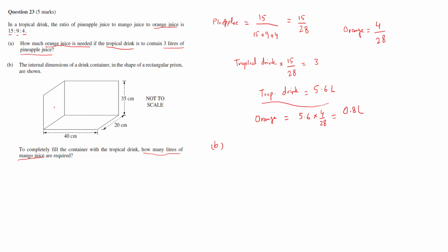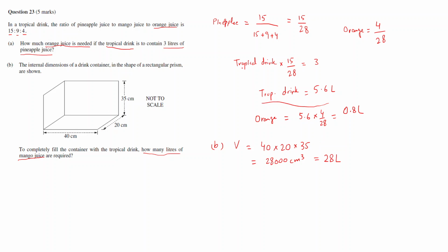To work that out, we first need to work out what is the volume of this container. So volume of this container would be base area multiplied by height. So base area is a rectangle, so 40 by 20, that's the area of the rectangle. Height is 35. So the volume is 28,000 centimeter cube. To convert this into liters, you would divide it by 1000. So the total volume of drink that can fit in here is 28 liters.